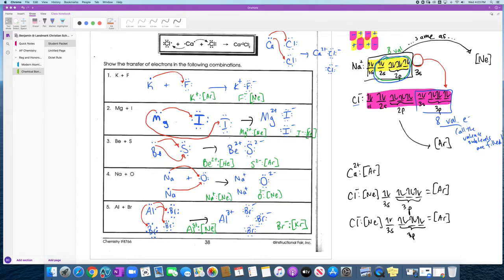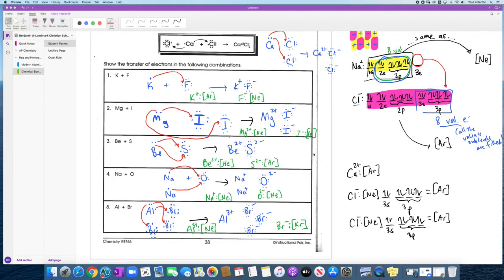Fluoride, when it gets one extra electron, it goes from 9 to 10 electrons like neon. So take a moment, make sure you have all of these correctly drawn out with how the electrons are being transferred, the number of atoms that you need for that to happen, and what noble gas each ion is similar to in terms of its electron configuration. It's identical to. And once you've looked over those, you can continue with the rest of the video.